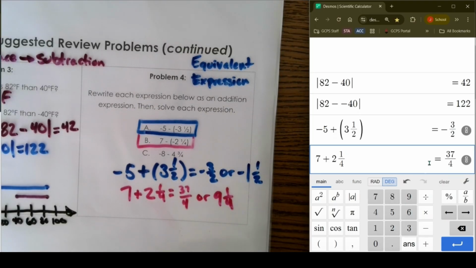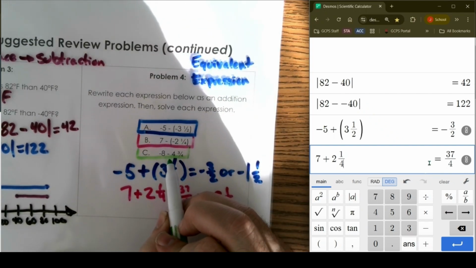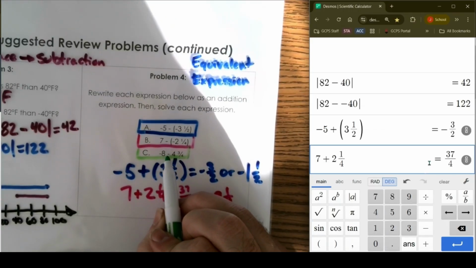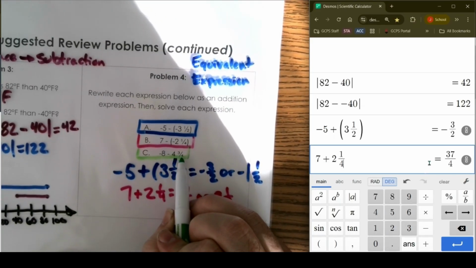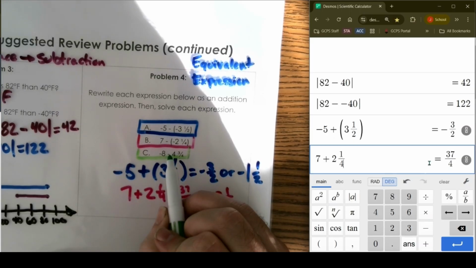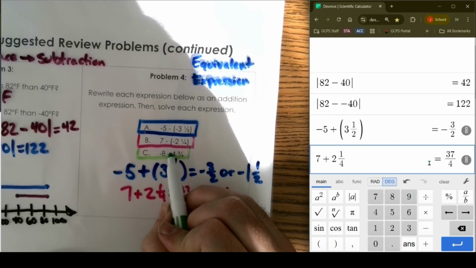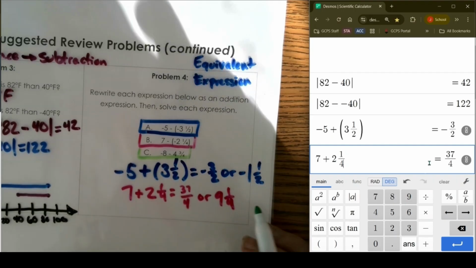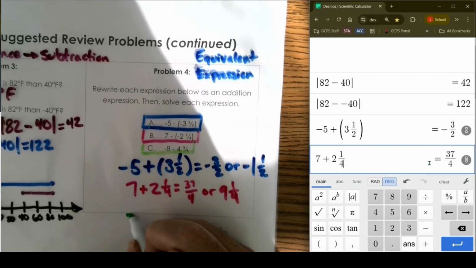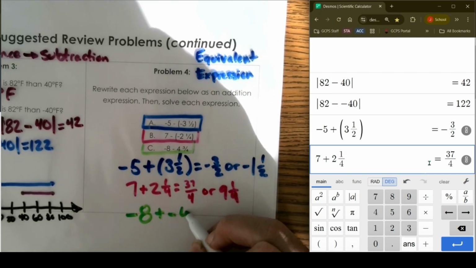Finally, last one here, we have C. Now, part C is a little bit different. What does this say? This says -8 minus +4 3/4. There's only one negative symbol here, only this subtraction to indicate one here. So the equivalent expression to this is going to be adding -4 3/4. So the equivalent expression is going to be -8 plus -4 3/4.